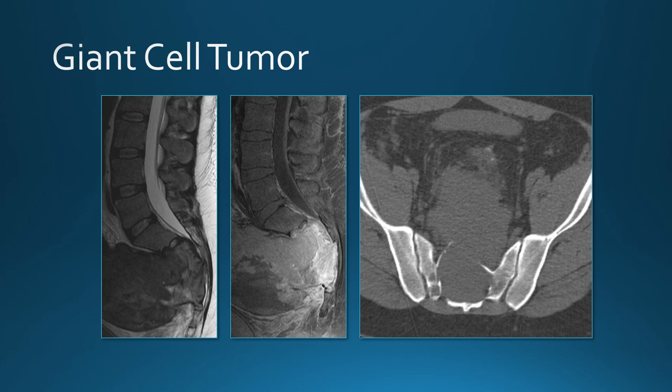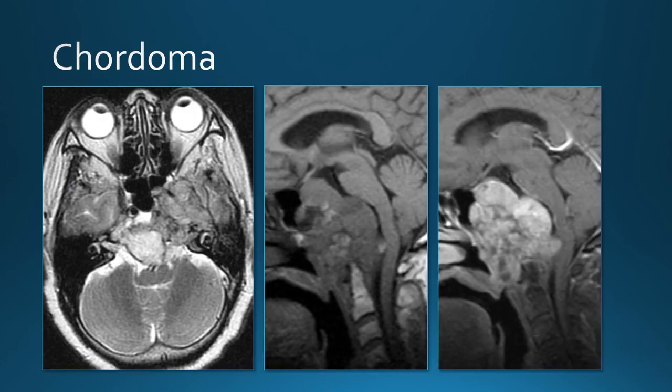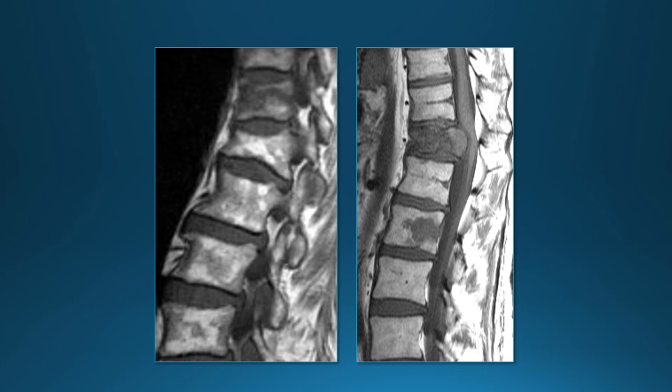Giant cell tumors, most often in the sacrum, expand the bone, often have a large soft tissue mass. Chordomas, very bright on T2, often with dark septations. Benign versus malignant compression fractures. Benign compression fractures typically have band-like T1 hypointense signal, whereas in the malignant fractures, usually the whole vertebral body is involved. Often they have that posterior epidural component with a convex margin to it.